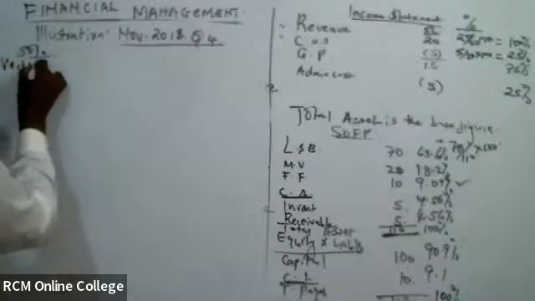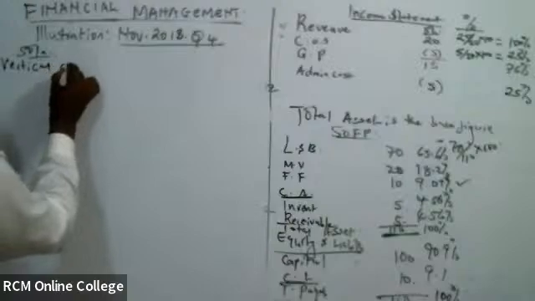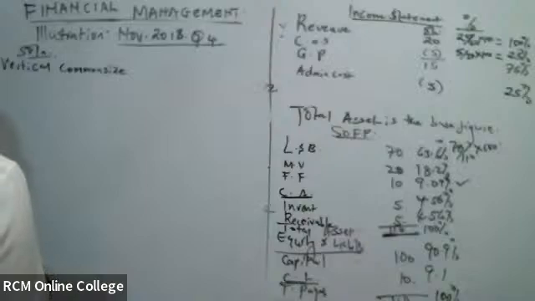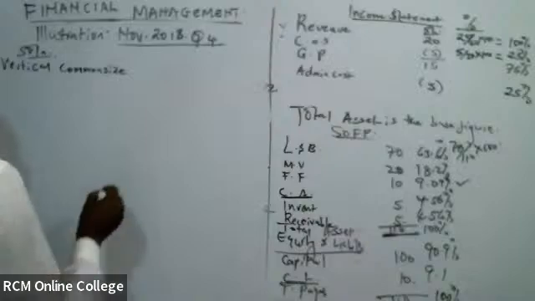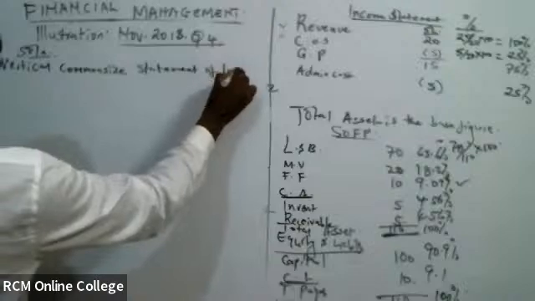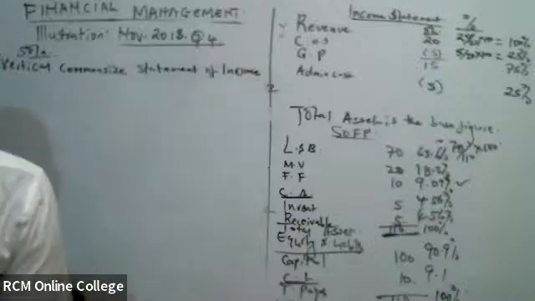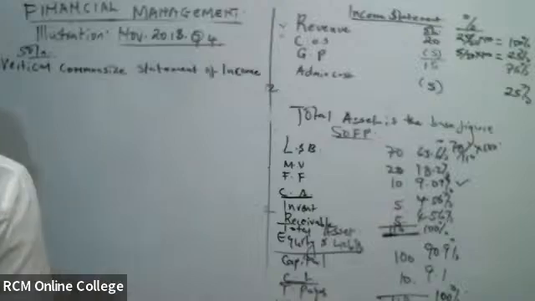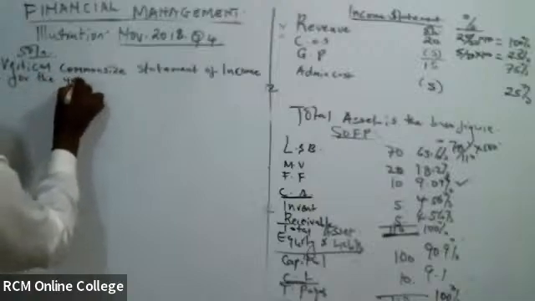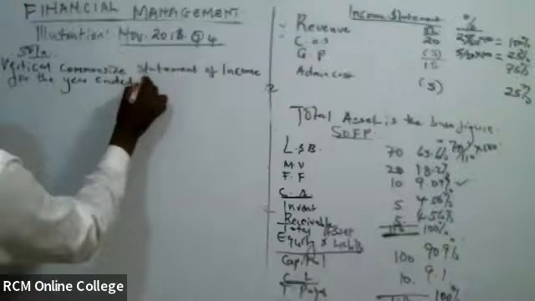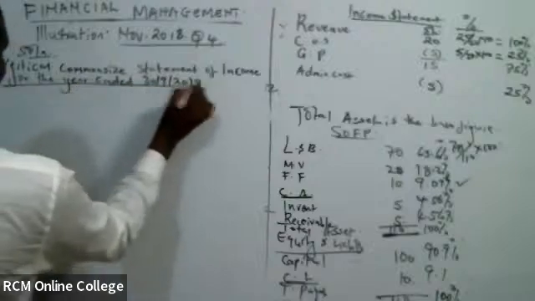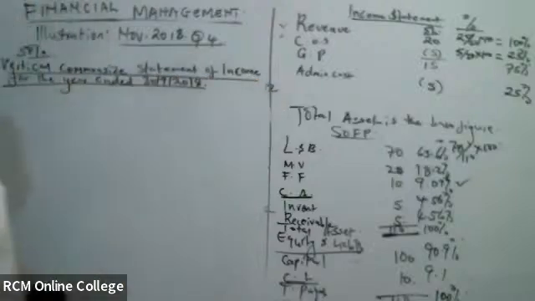statement of income. Vertical, you have the heading: vertical common size statement of income for the year ended 30th of September 2018.